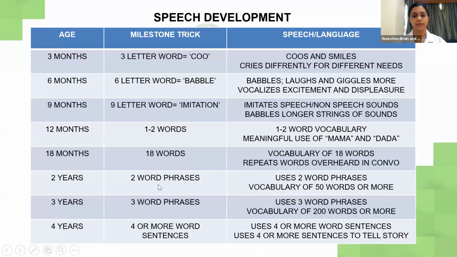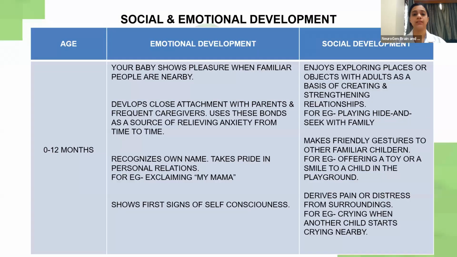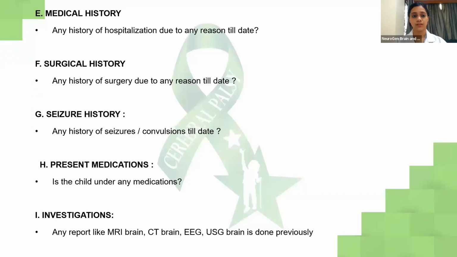Speech development. We need to correlate if the parents tell us that he did not babble, or he's not doing this or that. It needs to be mentioned in the history very significantly for us to rule out any diagnosis. Any social or emotional development delay also needs to be mentioned.